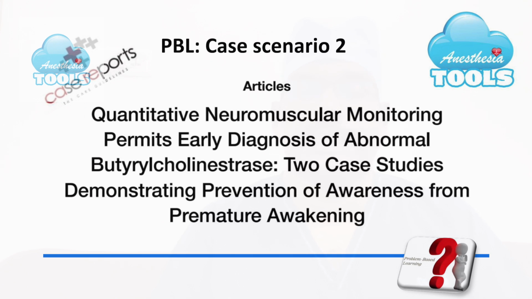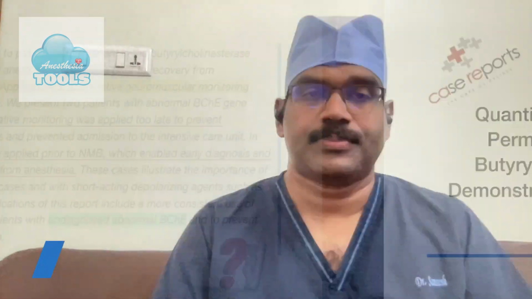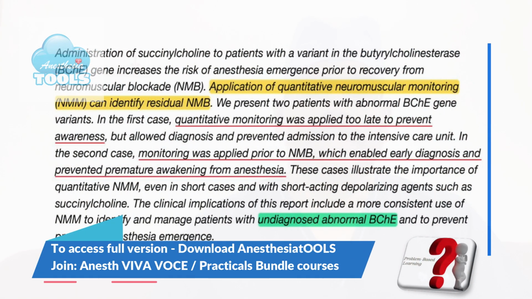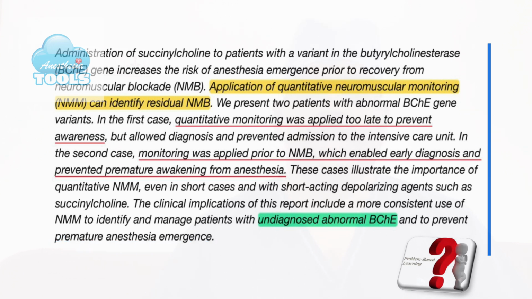Here is a case scenario which appeared in the American Association of Nurse Anesthetists. The article describes two cases of abnormal butyrylcholinesterase, two case studies demonstrating the prevention of awareness from premature awakening with the use of quantitative neuromuscular blockade monitoring. The case report goes on to say that in the first case, application of quantitative neuromuscular blockade monitoring could identify the residual neuromuscular blockade. The case goes like this.